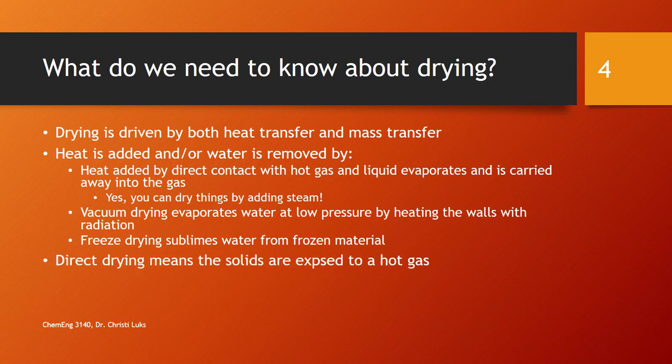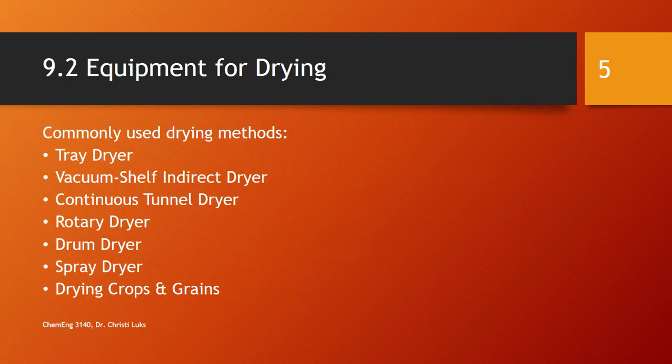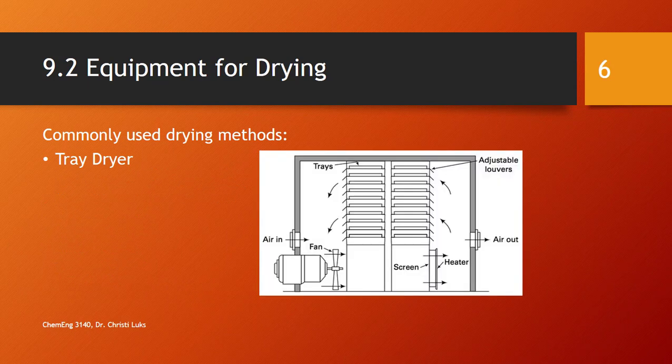When we talk about direct drying, we mean that the solids are exposed to a hot gas. Indirect drying, the heat transfer comes from an external medium. Usually it is a hot surface, but it's not from the hot gas. The equipment that we can use is tray dryers, vacuum shelf indirect dryers, continuous tunnel dryers, rotary dryers, drum dryers, spray dryers, drying of crops and grains. Lots of different ways that we dry things.